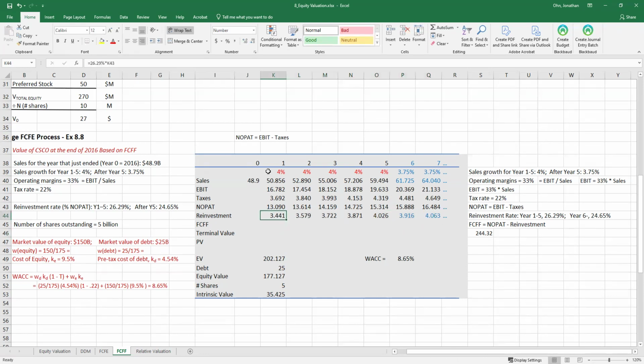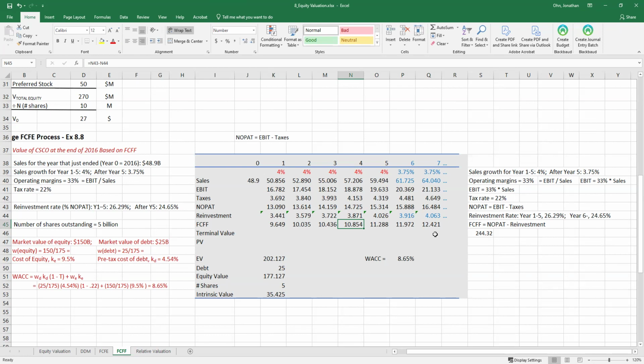Now, free cash flow to the firm is NOPAT minus reinvestment. So NOPAT minus reinvestment gives $9.649 billion, which is the free cash flow to the firm in year 1. Then let's copy and paste. These are all the free cash flows to the firm for years 2, 3, 4, 5, that way.